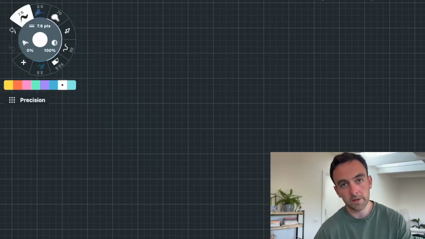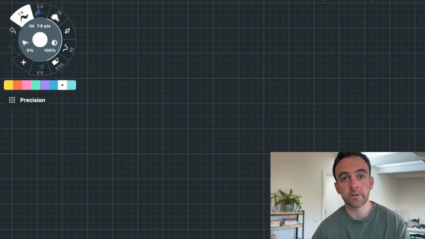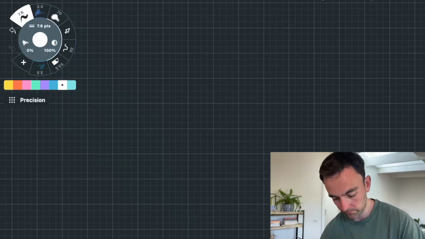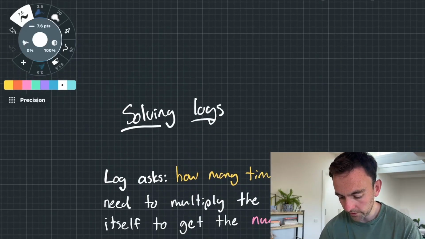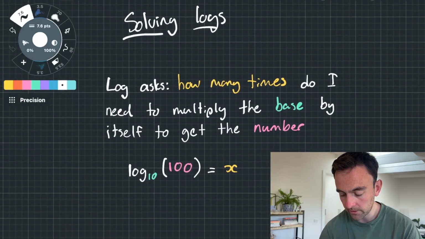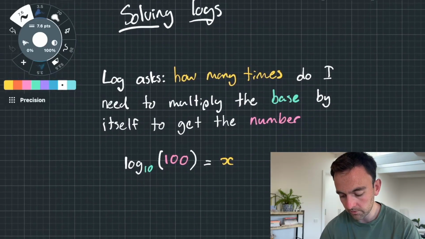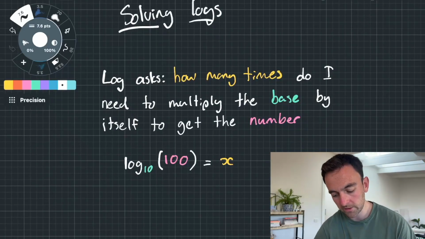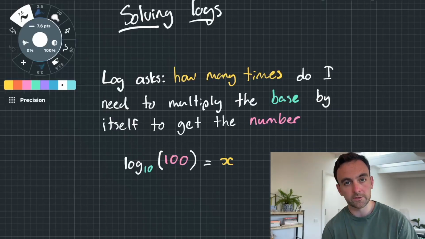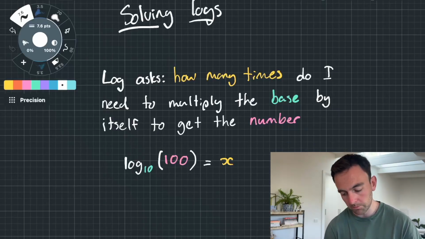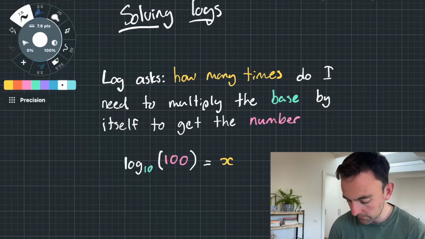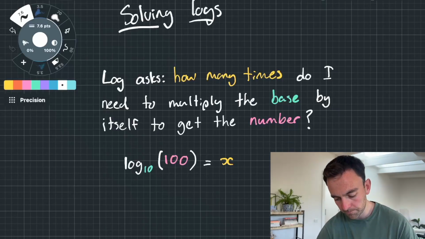Okay, so when I think about logs, there's really two things you need to understand. The first thing is being able to solve logs, and the second thing is being able to rearrange logs. So we'll start with solving logs. Now, really, what a logarithm is asking is how many times do I need to multiply the base by itself to get the number? So I've tried to color code these things so that this question makes a little bit more sense, but that is the question it's asking. I should have put a question mark at the end there.